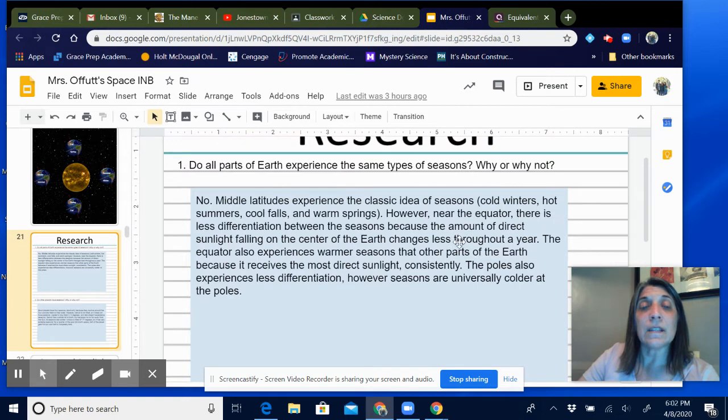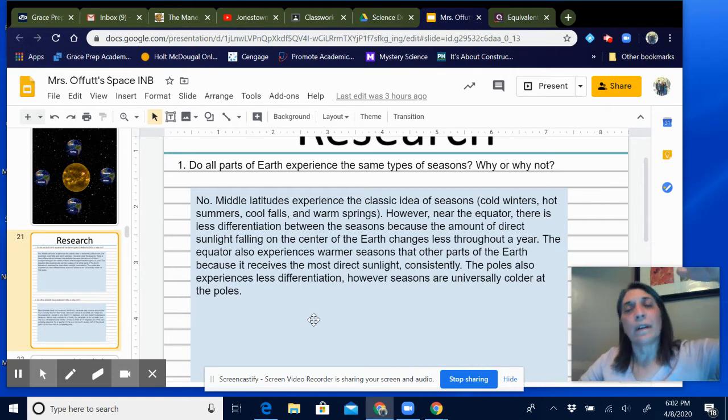Okay, and then this is my answers. They're way more elaborate answers because I'm the teacher, but basically what this is saying is that all parts of the Earth don't experience the same types of seasons. The middle latitudes, remember, like we're at like a 32-degree latitude, which is up from the equator, which is 0. So we're considered like the mid latitudes. It's also called temperate. Anyway, we're going to experience your typical seasons, cold winters, hot summers because of the tilt.